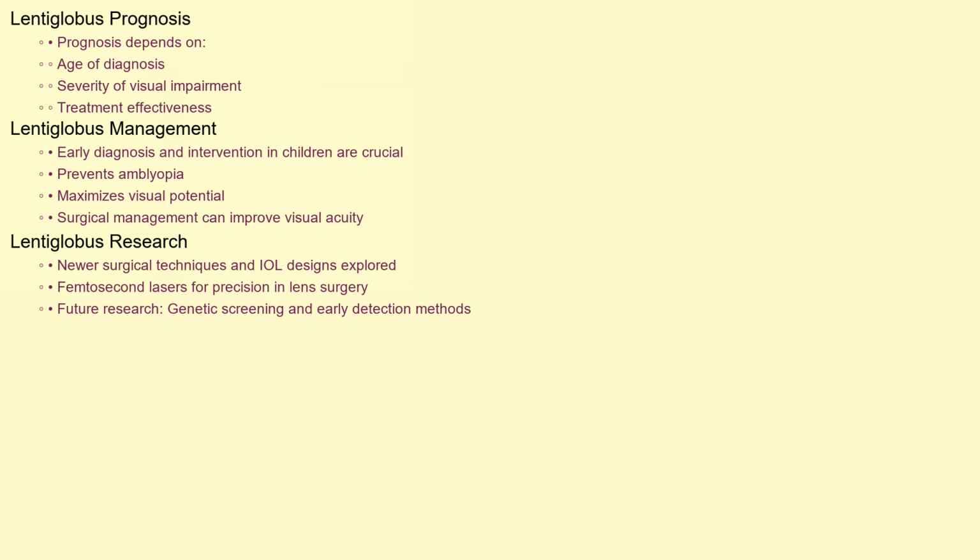The prognosis for patients with Lentiglobus depends on the age of diagnosis, the severity of visual impairment, and the effectiveness of treatment. Early diagnosis and intervention in children are crucial to prevent amblyopia and maximize visual potential. Surgical management can often significantly improve visual acuity and quality of life. Research is ongoing to explore newer surgical techniques and intraocular lens designs that may further optimize visual outcomes. For instance, studies are investigating the use of femtosecond lasers to improve the precision of lens surgery in these complex cases. Future research may focus on genetic screening and early detection methods.